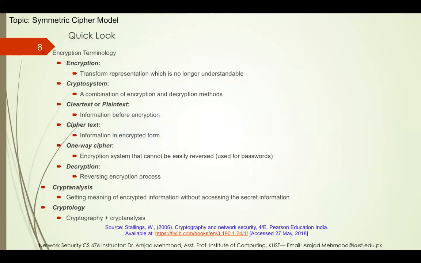Now starts our today's lecture, the symmetric cipher model. First, we will go through some terminology. First one is encryption, a transformed representation which is no longer understandable. Crypto system, a combination of encryption and decryption methods, we call it a crypto system. Clear text or plain text, information before encryption, we call it clear text or plain text. Ciphertext, information in encrypted form, we call it ciphertext. One-way cipher, an encryption system that cannot easily be reversed, and normally this kind of cipher is used for passwords. Decryption, reversing the encryption process, we call it decryption or deciphering.